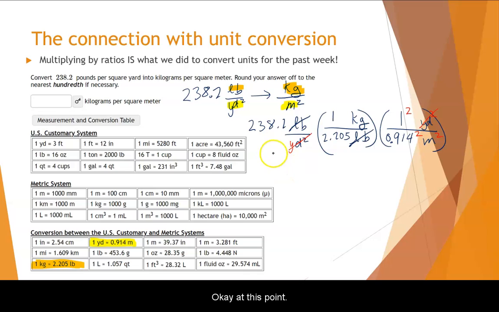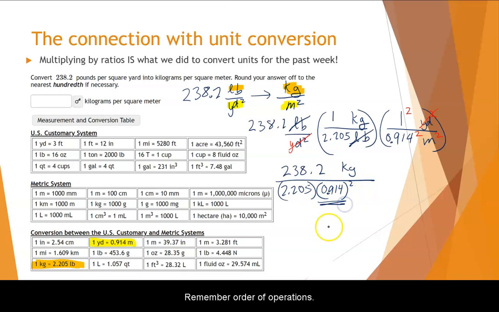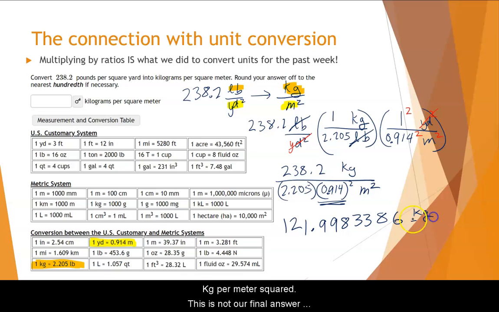Okay, at this point, we have 238.2 times 1 times 1, and the unit is kilograms. For the denominator, we have 2.205 times 0.914 squared. Remember order of operations. Exponents come before multiplication. And then the unit is meters squared. Crunching those numbers, we get 121.99833386 kilograms per meter squared.